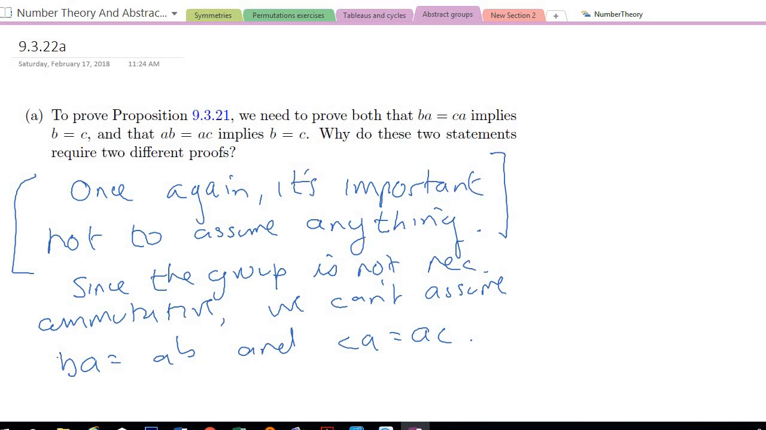Okay, for 9.322, I'm not going to say too much about this. It says to prove proposition 9.321, we need to prove both BA equals CA implies B equals C, then AB equals AC implies B equals C. Why do these two statements require two different proofs? It is important not to assume anything. So here we would just say, since the group is not necessarily commutative, we can't assume that BA equals AB and CA equals AC. So if you prove something about BA and CA, that doesn't say anything about AB and AC. So when you see this kind of question, this is the kind of answer that I'm looking for.